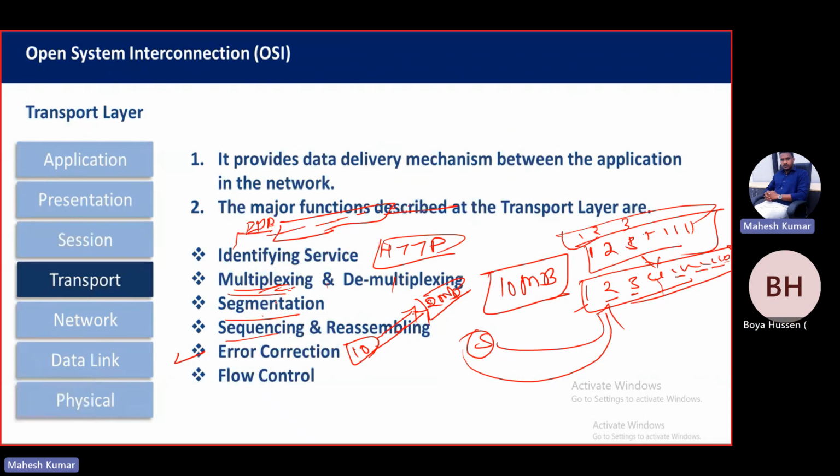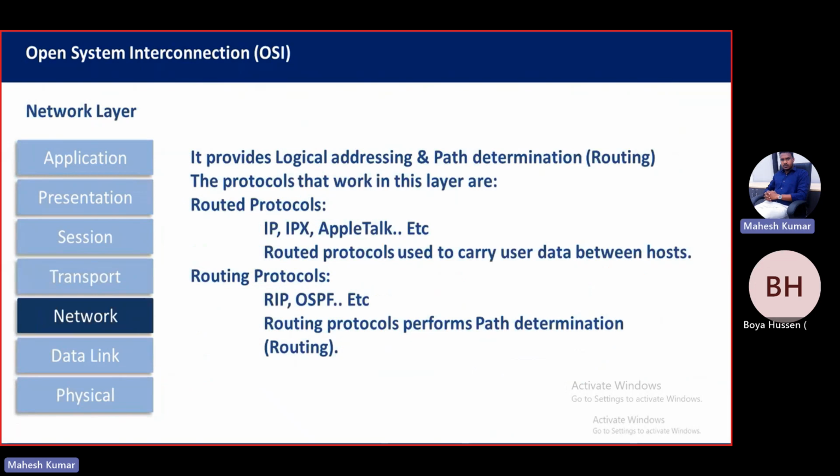After that, it's sent to the network layer. The network layer provides logical addressing and path determination. The protocols that work at this layer are IP, IPX, AppleTalk. Routed protocols are used to carry user data between hosts; RIP, OSPF, etc. are routing protocols that perform path determination and routing. So what is the meaning of this?